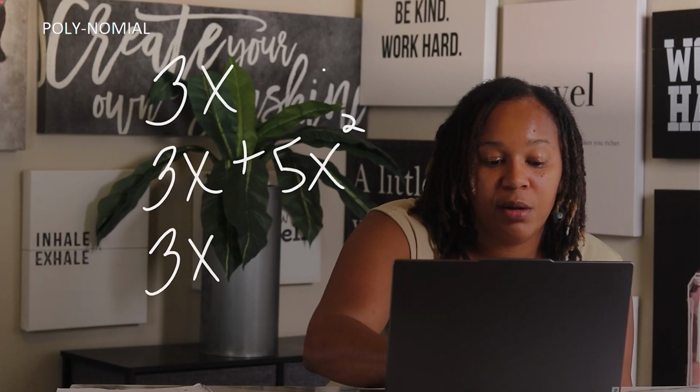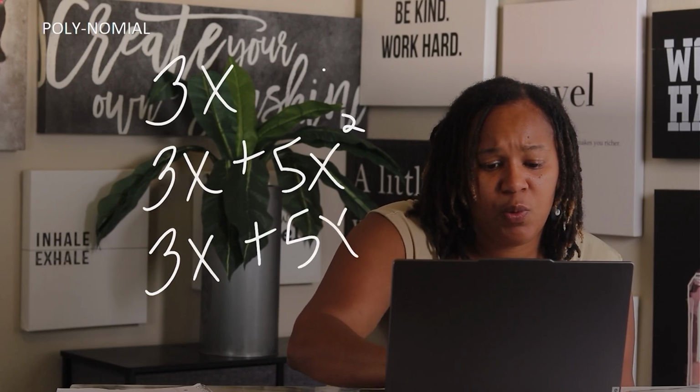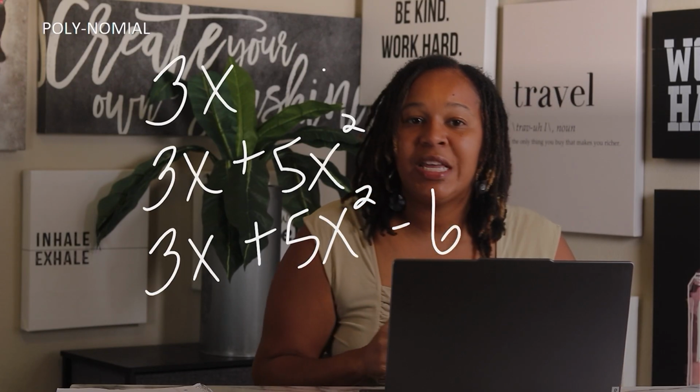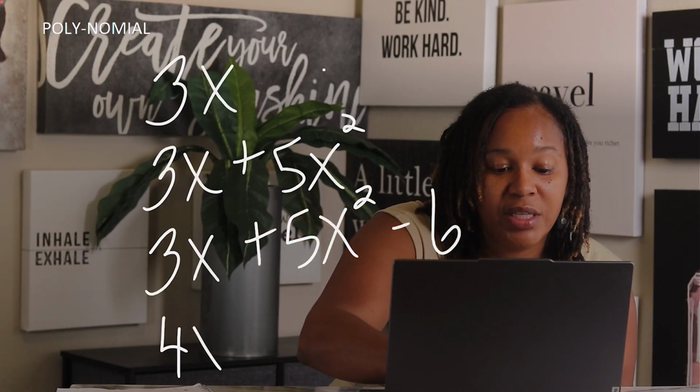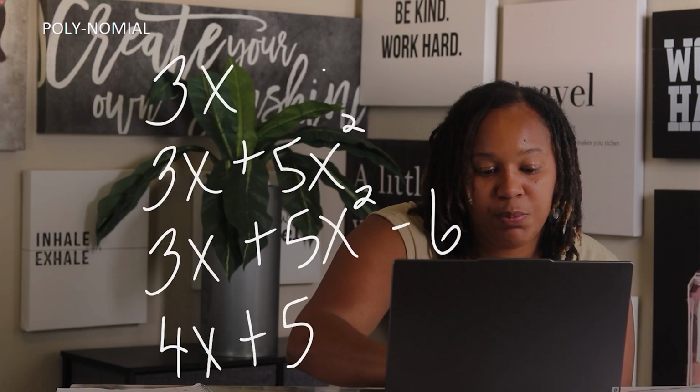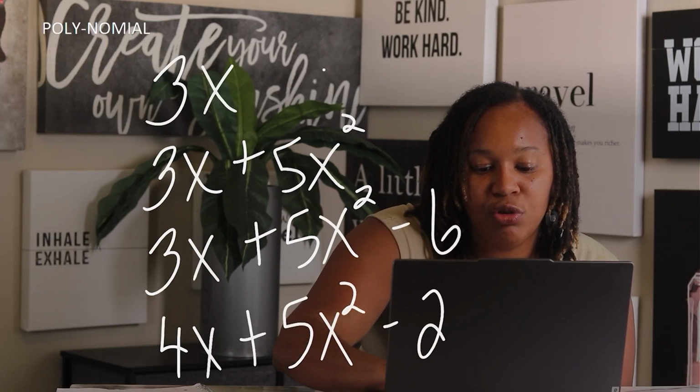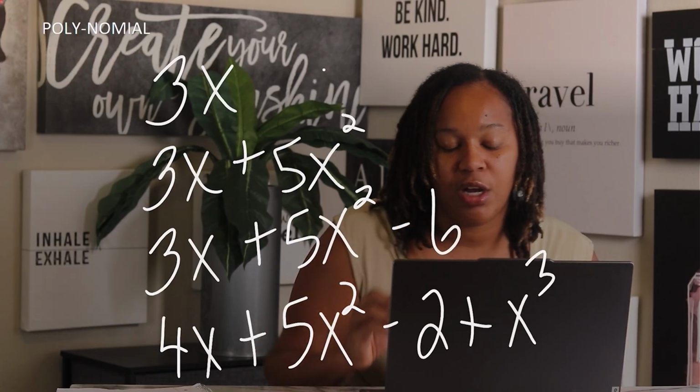So if you have something that has one term, such as 3x, that's considered what we call a monomial. Mono means one. If you have something with two terms, say 3x plus 5x squared, that's something that we call a binomial. Bi means two. If you have something with three terms, say 3x plus 5x squared minus 6, that's what we call a trinomial. Tri means three. And if you have something with, say, four terms, like 4x plus 5x squared minus 2 plus x to the third, that has four terms.